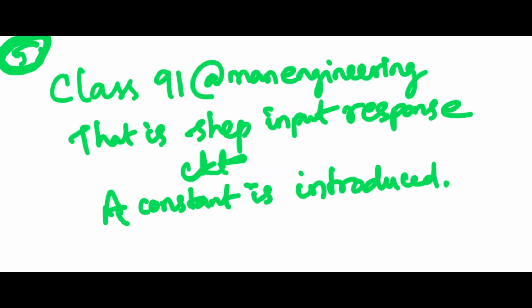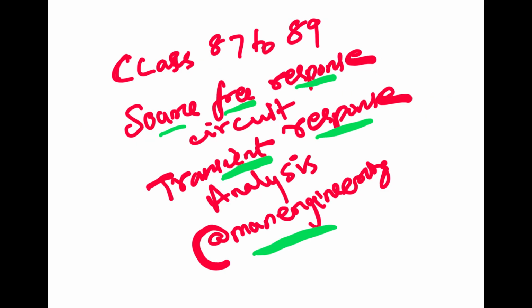A constant is the step input response, from 0 to a finite value at t is equal to 0. It is used to analyze how a system moves from the initial state to the final steady state. That is an important point. A step constant is introduced in this circuit network. The source free response approaches zero as t goes from 0 to infinity.